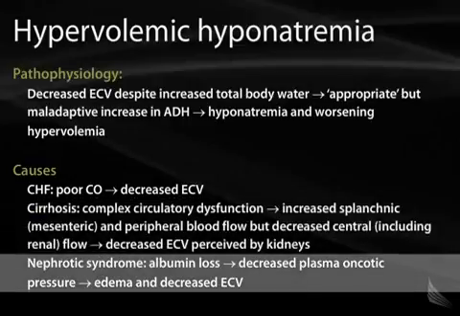Finally, in nephrotic syndrome, due to ongoing albumin losses, there is decreased plasma oncotic pressure. This leads to decreased effective circulating volume. Edema is formed because there is increased salt and water reabsorption in response. However, this does not correct the low sensed effective circulating volume and merely contributes to the clinical pathology.